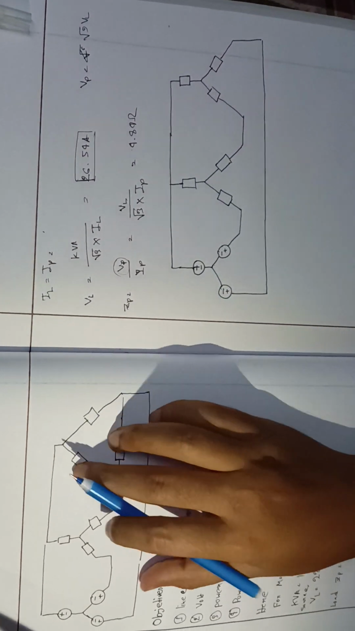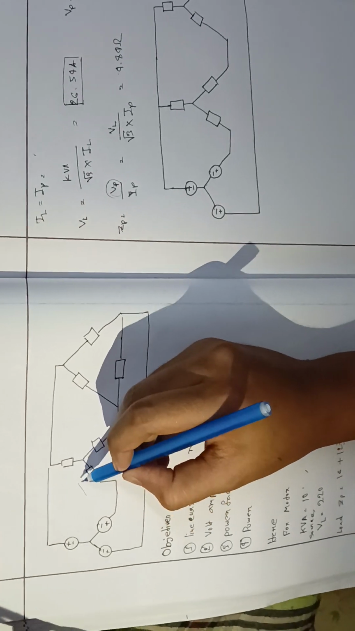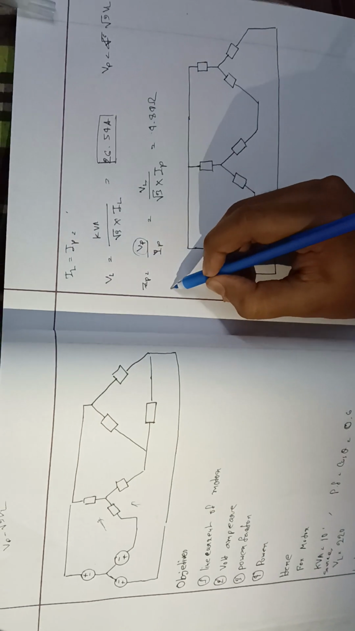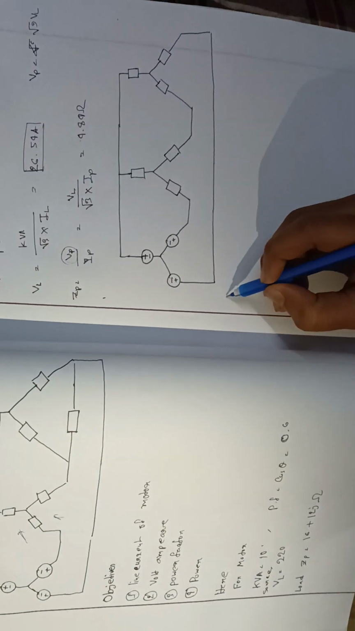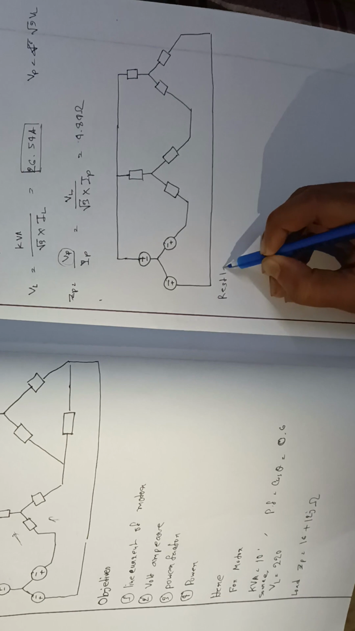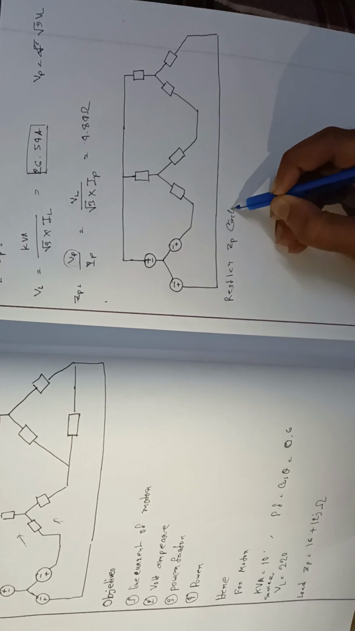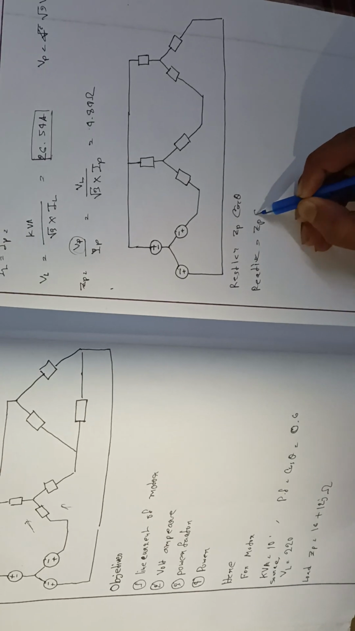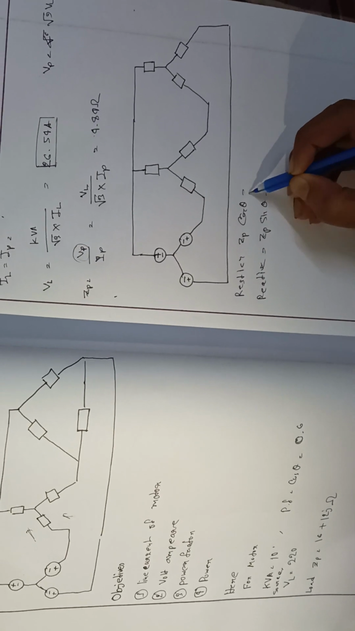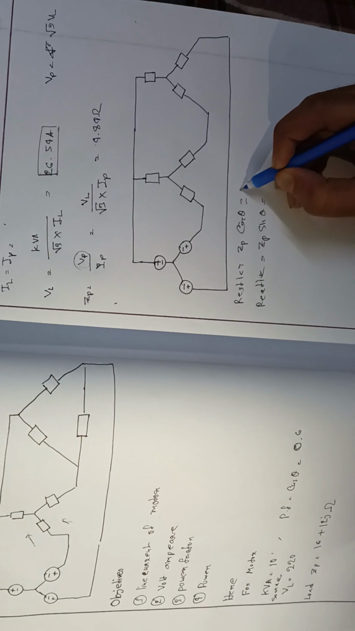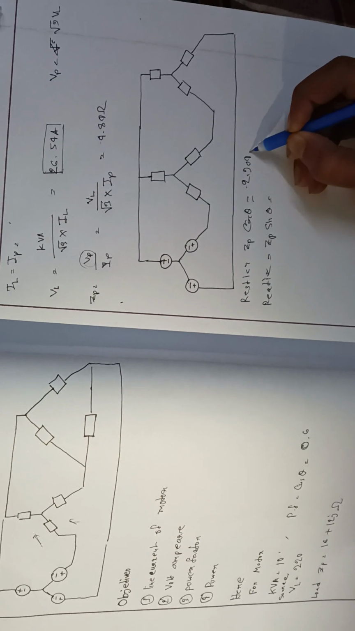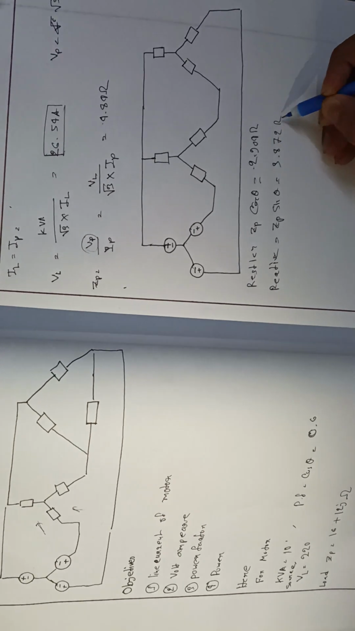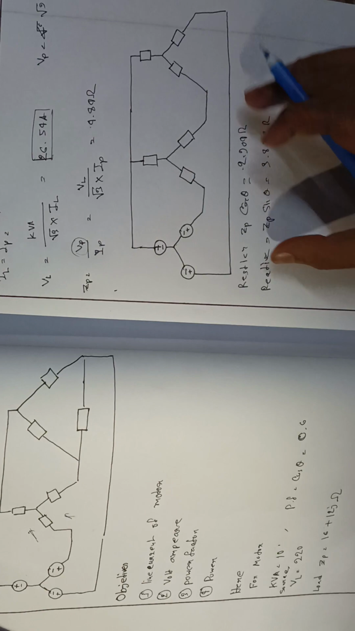As we know, the motor has a reactive power and also a resistive power, so we can measure that power as the resistive component Zp cos theta and the reactive component Zp sin theta. We can easily measure the impedance as 2.904 ohm and 3.872 ohm.